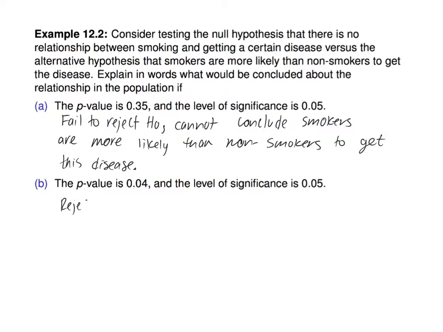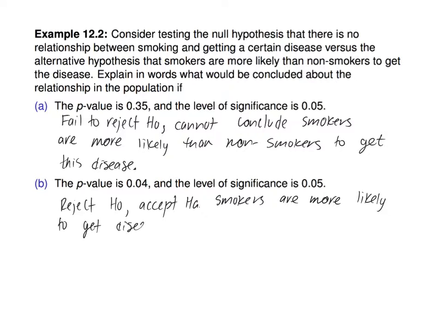In this case, you can reject H naught, accept HA, and you conclude that smokers are more likely to get the disease than non-smokers. Okay.